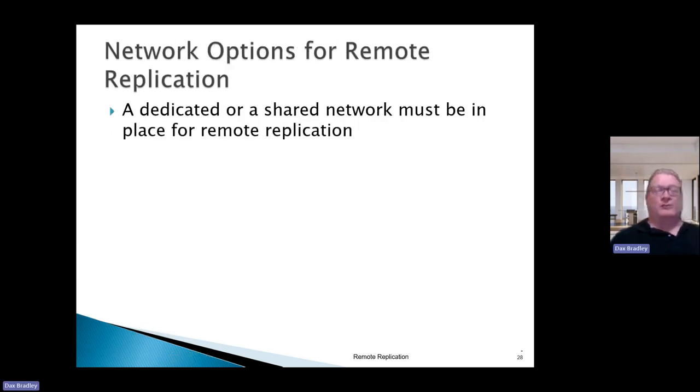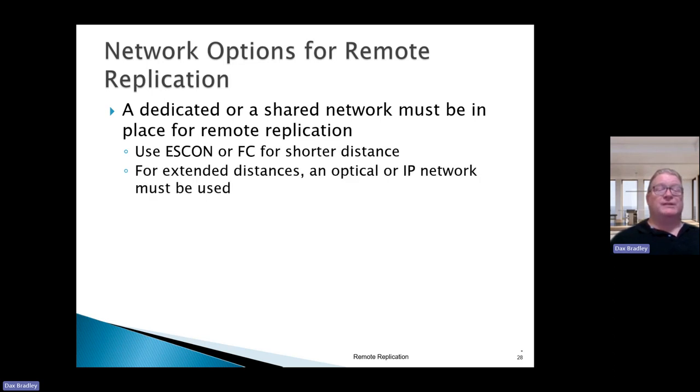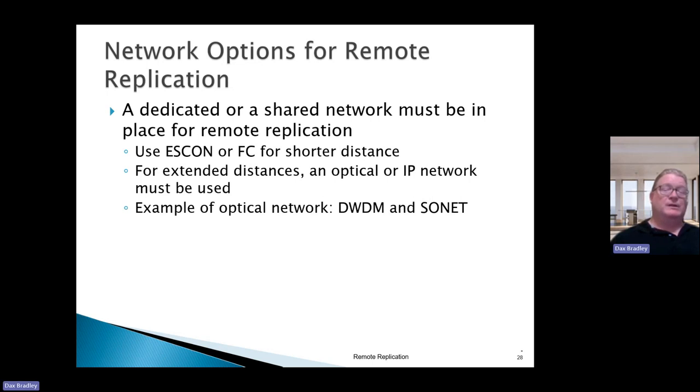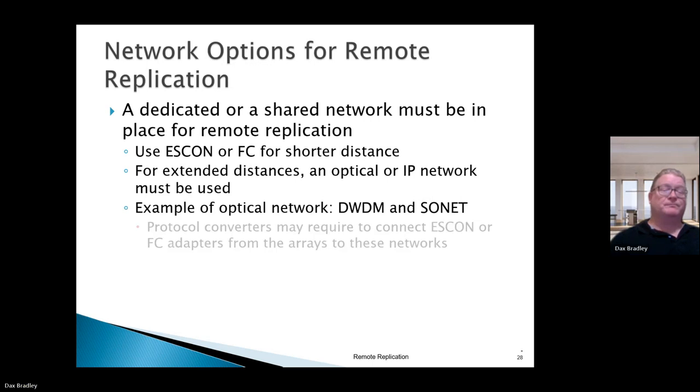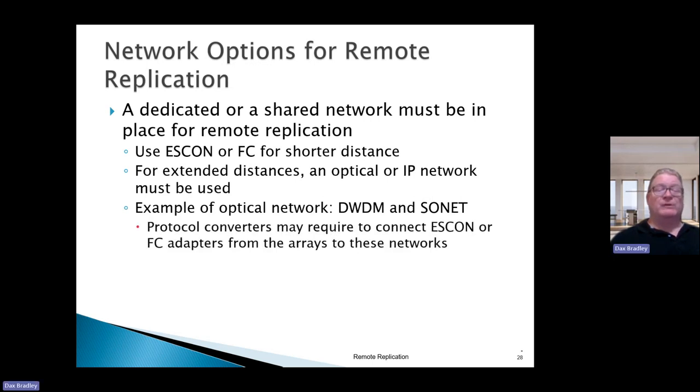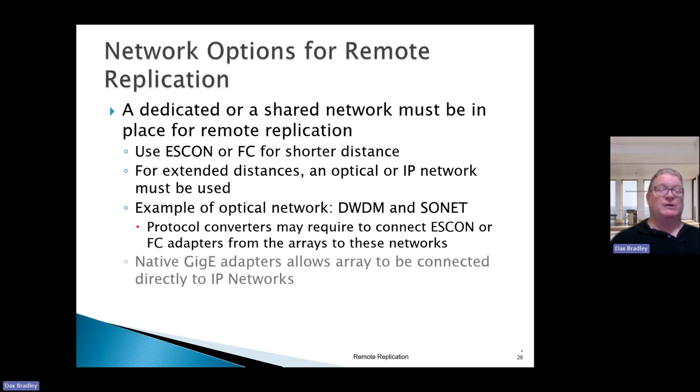Network options for remote replication include a dedicated or shared network, which could be in place for remote replication, like fiber channels or ESCON. For extended distances, an optical or IP network should be used. Consider DWDM or SONET networks for that. Protocol converters may be required to connect the ESCON or FC adapters from the arrays to these networks. And native GigE adapters allow the array to be connected directly to the IP networks.